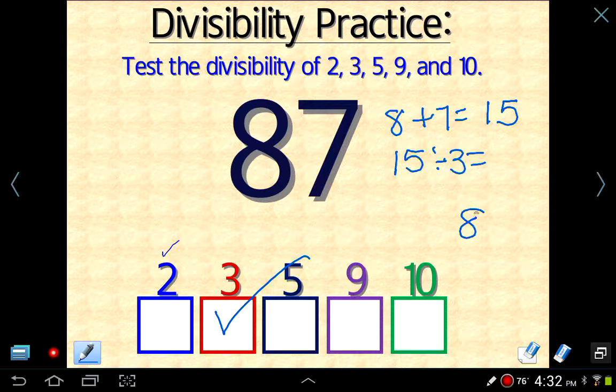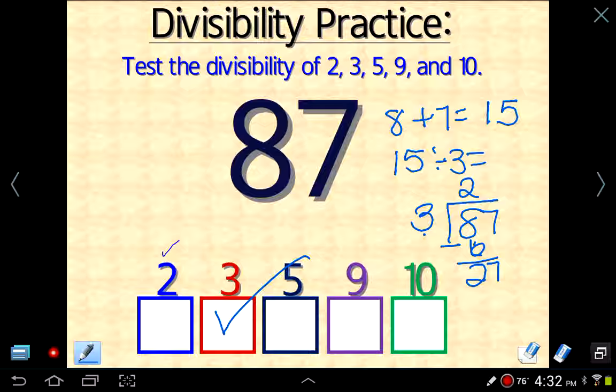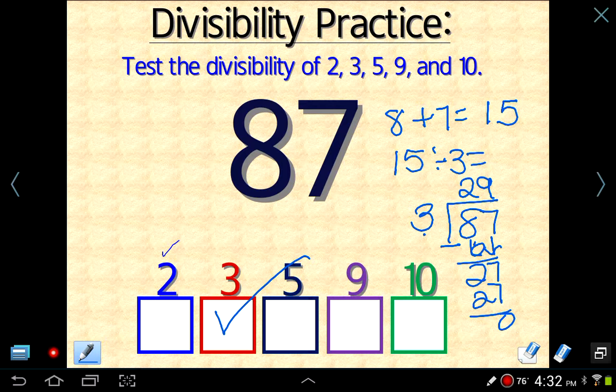I can test that by doing a little division here. 3 divides into 8 twice. Bring down the 7. 3 divides into 27 9 times. So there you go, 29 times 3 is 87. You would not know that because you didn't have to learn your 3's up to 29, right? In 3rd or 4th grade, when you were learning your multiplication facts, you probably learned up to 3 times 12, which is 36, but you probably didn't go any further than that.